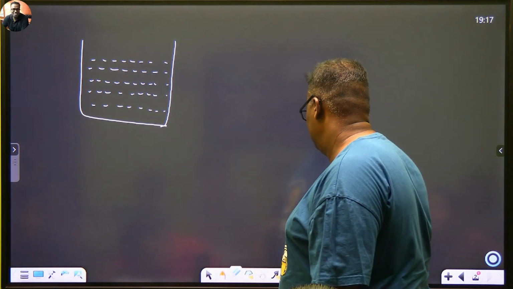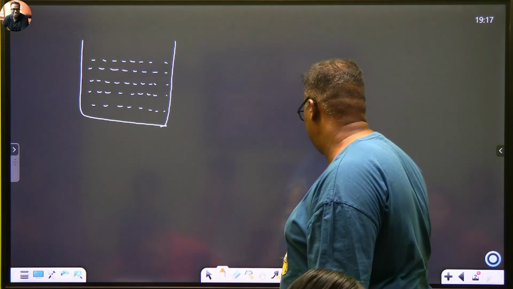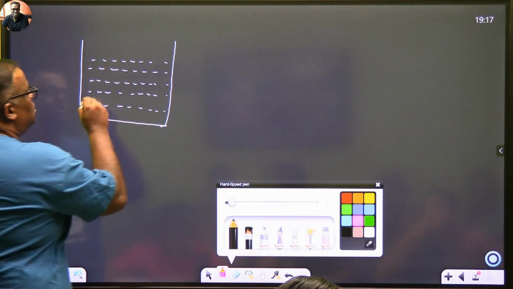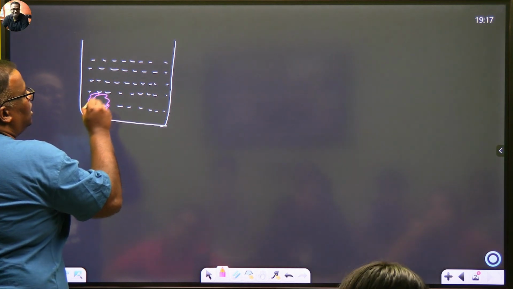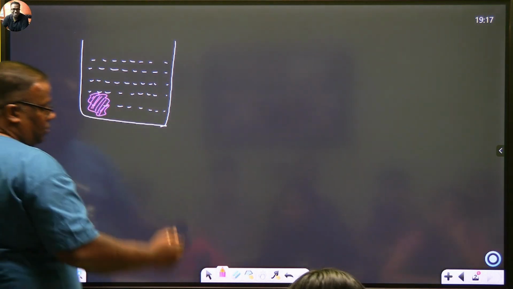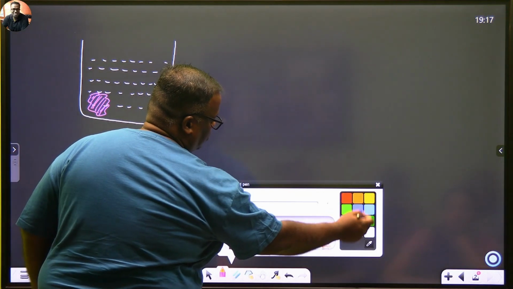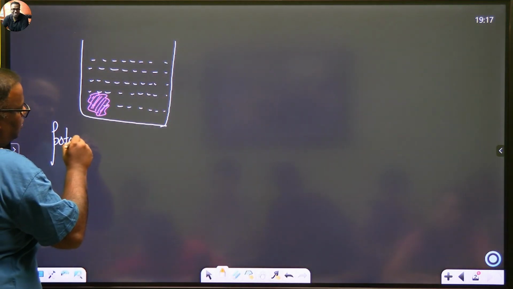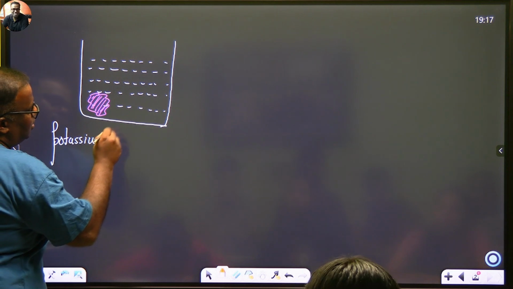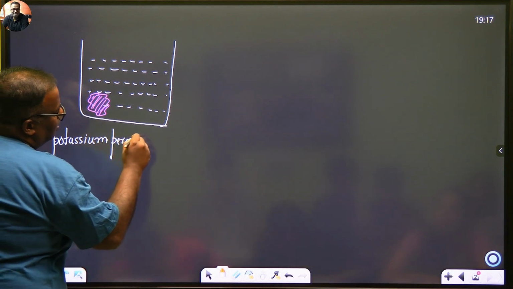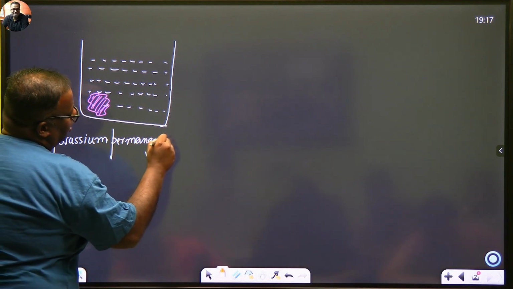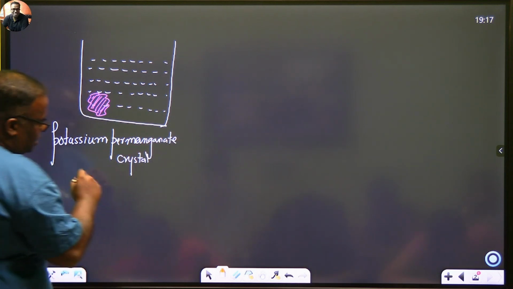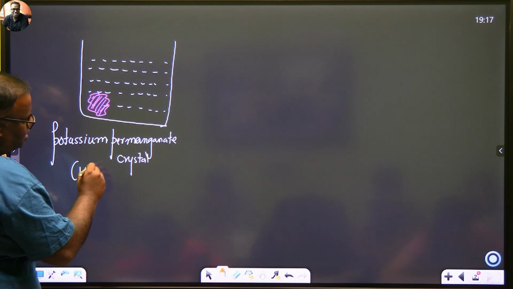ठीक है? So let's see, let's now take a potassium permanganate crystal. So I take a potassium permanganate crystal. This is a potassium permanganate crystal and I keep it here. Right? And potassium permanganate crystal. If you are interested in chemistry, anyways, next year क्या आ जाएगा?